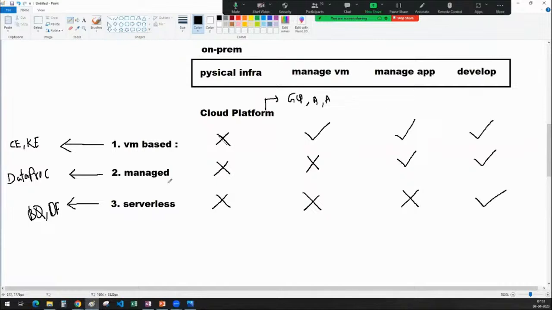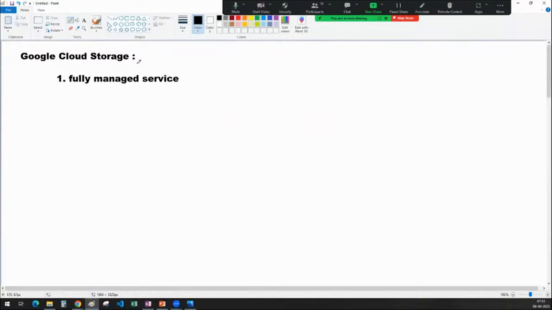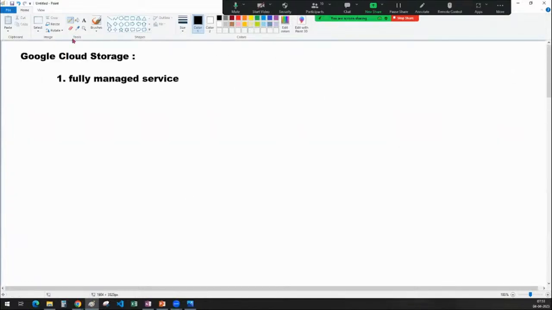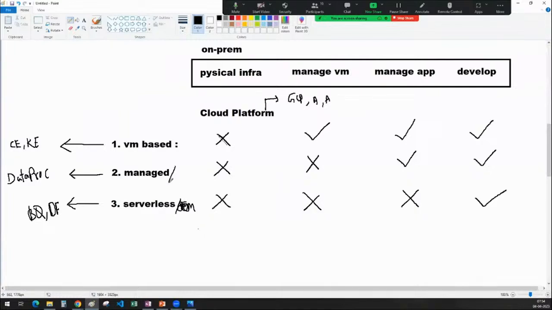Okay, now you got it: what is VM based, what is managed, what is serverless. Now, if I go to Google Cloud Storage, it is managed or fully managed. Fully managed is also called serverless, sir, sometimes. Google Cloud Storage is a fully managed service. What does that mean? All the infrastructure required is taken care of. You can also say it is a managed service or fully managed.